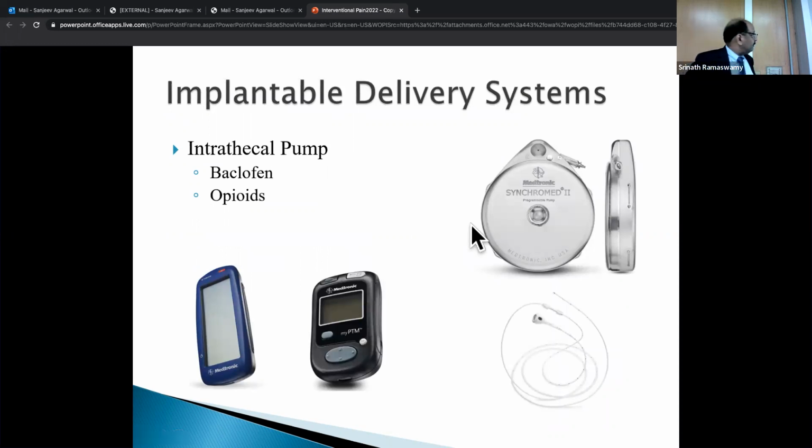Another technique is the intrathecal pumps. Depending on the pathology, it can be either baclofen, mostly for spasticity, or opioids for chronic pain, especially in people who are on high doses of opioids and would like to switch.